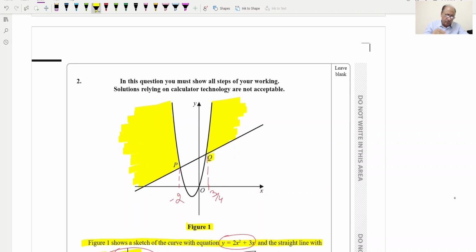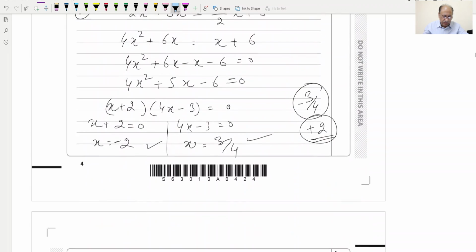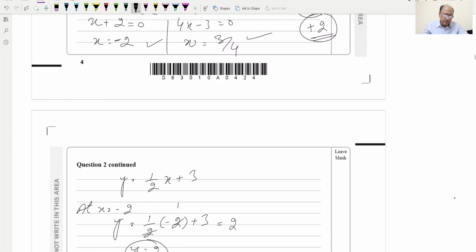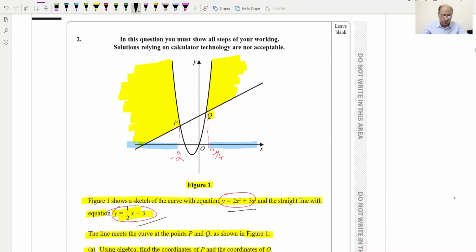So what are the values? If we identify, x value should be less than this -2 side and greater than 3 by 4 side. So these two sides we will mention in our answer, and we will write here for the B part, x should be less than or equal to -2 and greater than or equal to 3 by 4, and this is what we got. And from here, -2 is the x coordinate of P, and 3 by 4 is the x coordinate of Q, as I have shown from the graph also. So hopefully you understood this.